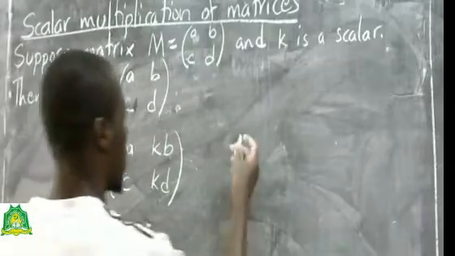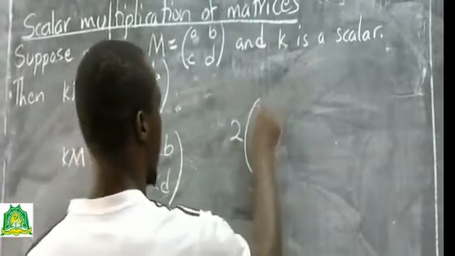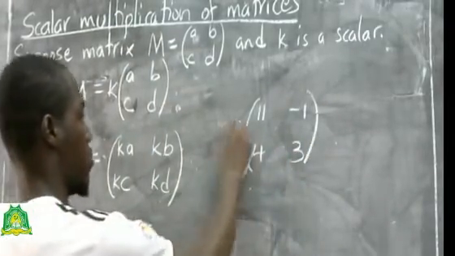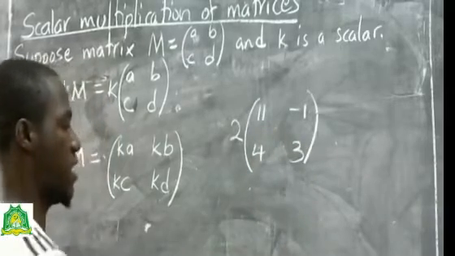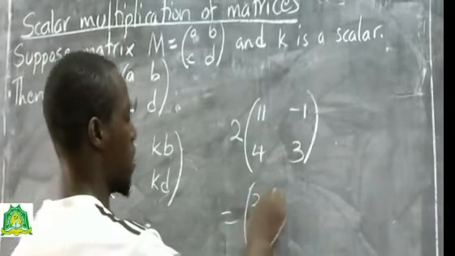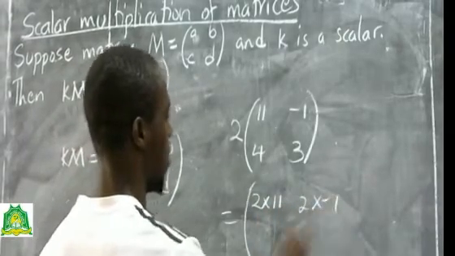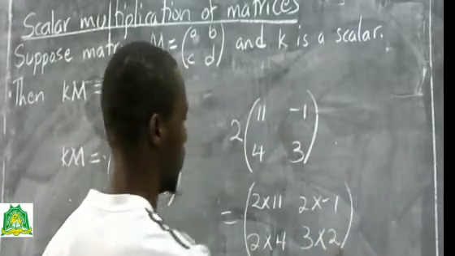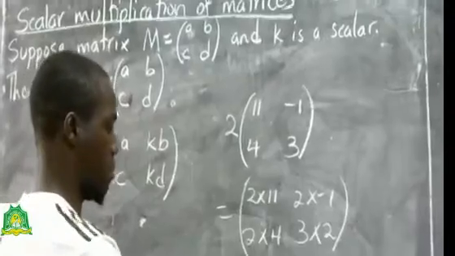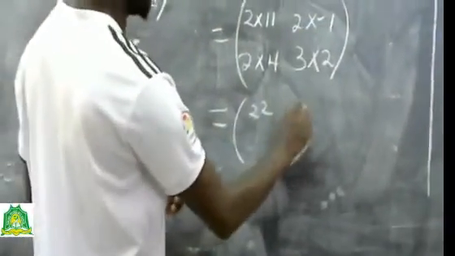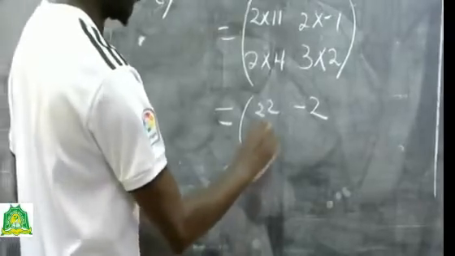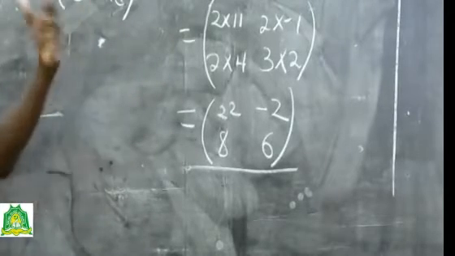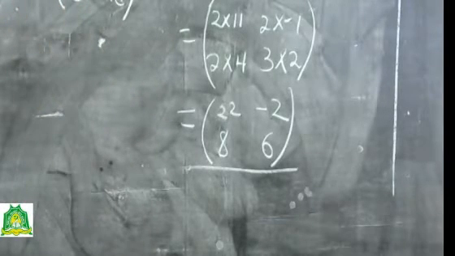Numerically, if we have, for example, 2 times my matrix 11, negative 1, 4, 3, this 2 is going to multiply all the elements inside that matrix. So that's going to be equal to 2 times 11, 2 times negative 1, 2 times 4, then 2 times 3. So you get the multiplication here, 22, negative 2, 8, and 6. So that is how we are going to talk about scalar multiplication of matrices.